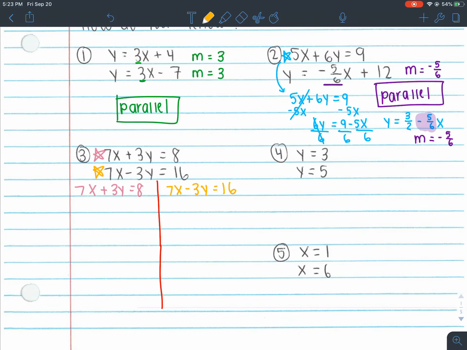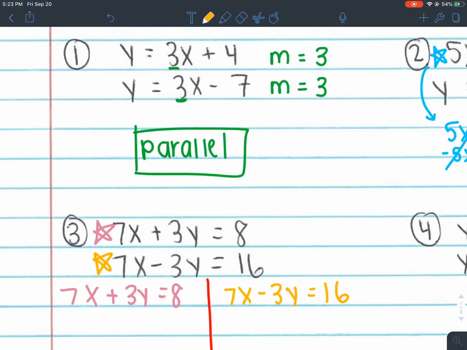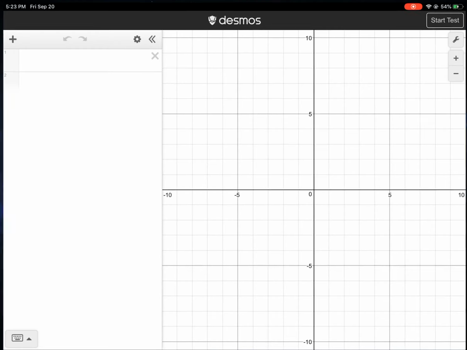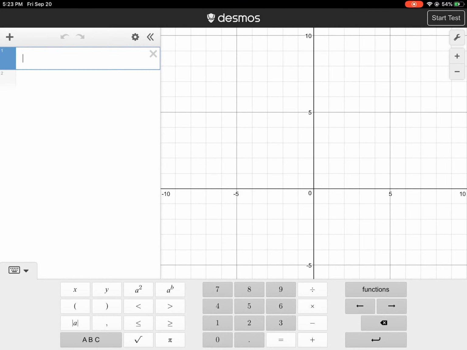Now, it doesn't matter where my y-intercept is. It matters what the slope is. So let me go ahead and actually plug in number 1 for you in Desmos. So y equals 3x plus 4 and y equals 3x minus 7. And you're like, why are you doing this? Well, I'm trying to show you to see if they're actually parallel. So y equals 3x plus 4.